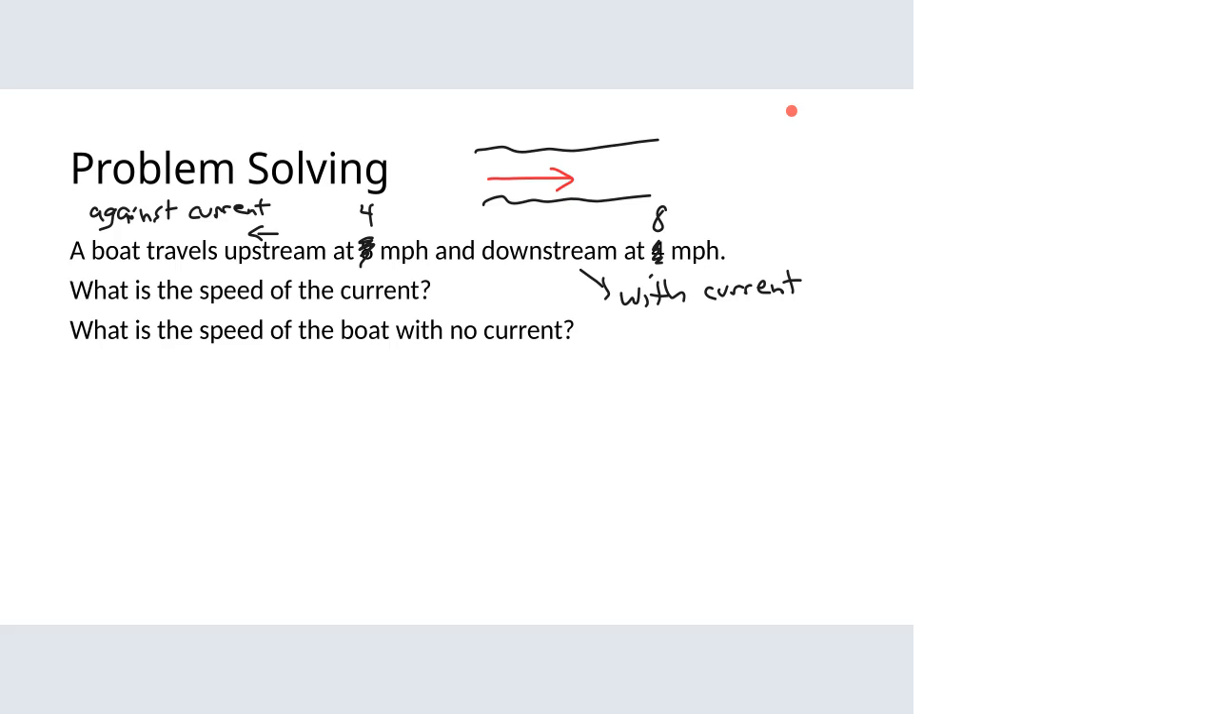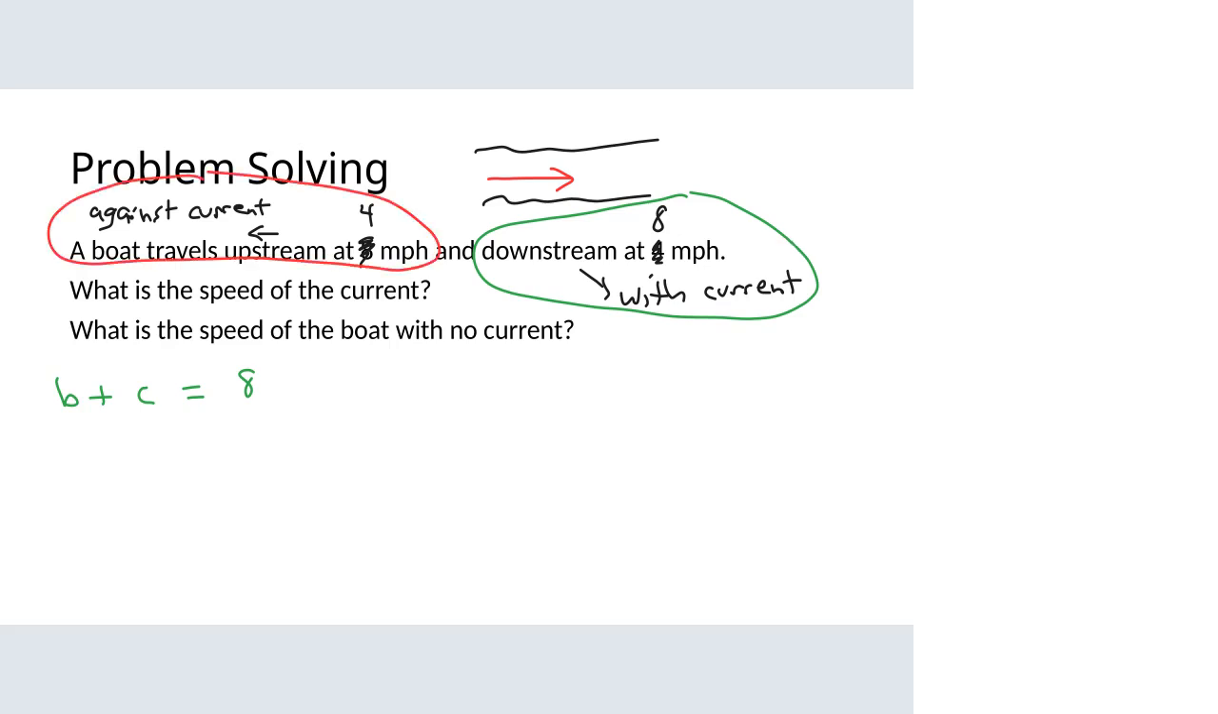So what I know here then, when this boat's going downstream, it's going with the current. So I could say the speed of the boat plus the speed of the current is 8 miles per hour. And then when this boat is going upstream against the current, it goes 4 miles per hour. So the speed of the boat minus the speed of the current, because it's slowing it down, it's subtracting from the speed of the boat, would be 4 miles per hour.